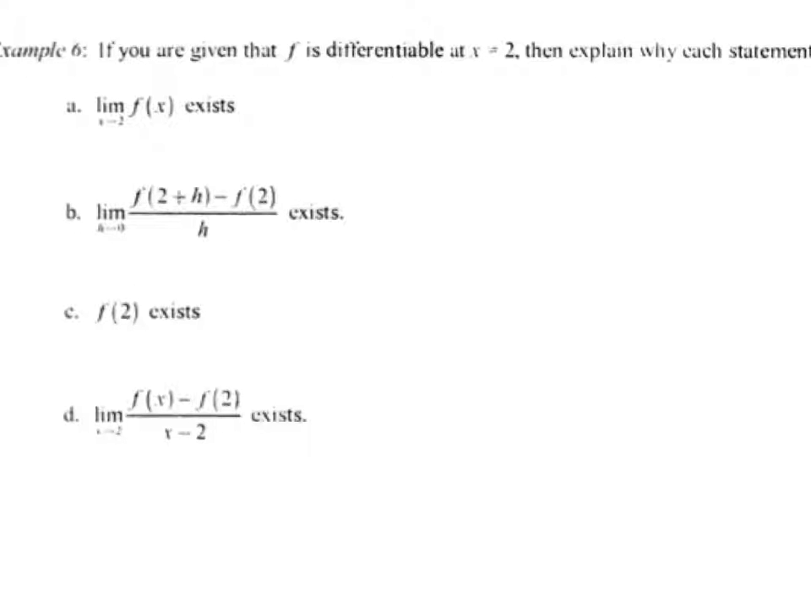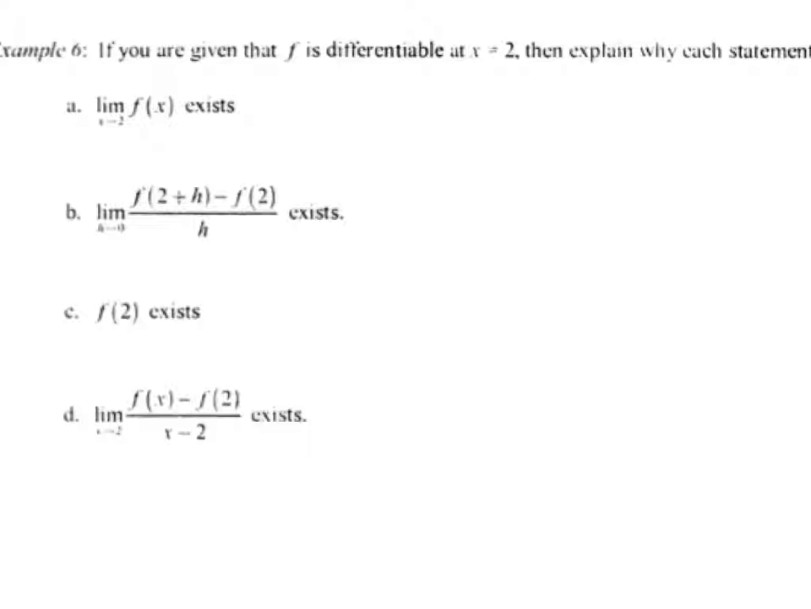In example 6, we're going to look at 4 different statements, and knowing that the function f is differentiable at x equals 2, we're going to explain why each of these things would also have to be true, why they each have to exist. This is something that you might see on a multiple choice question, which one of these is true. It might be something that you actually have to prove, although that's a rarer case, but it's a good thing for us to be able to think through a little bit.